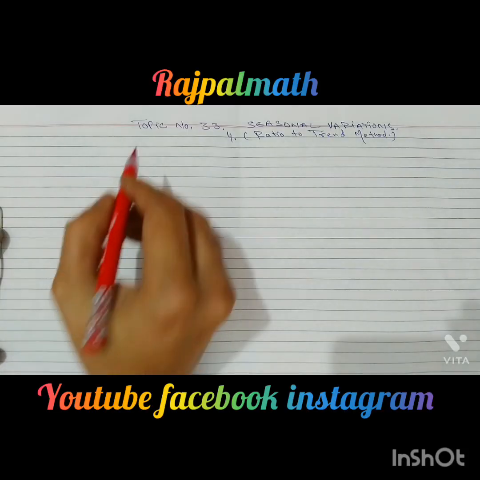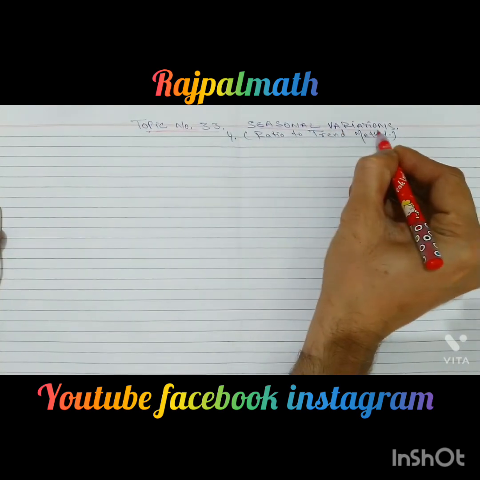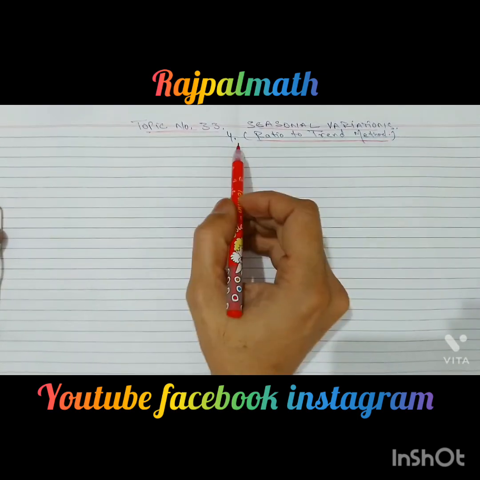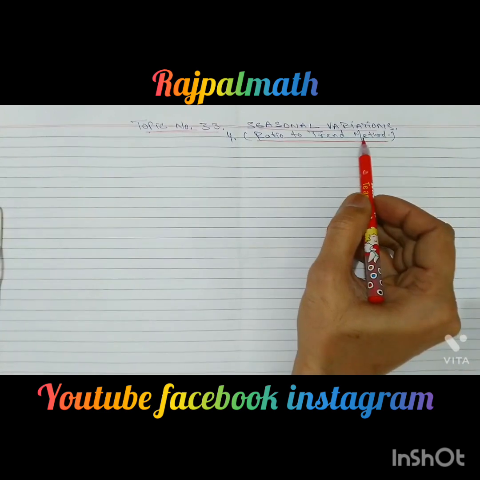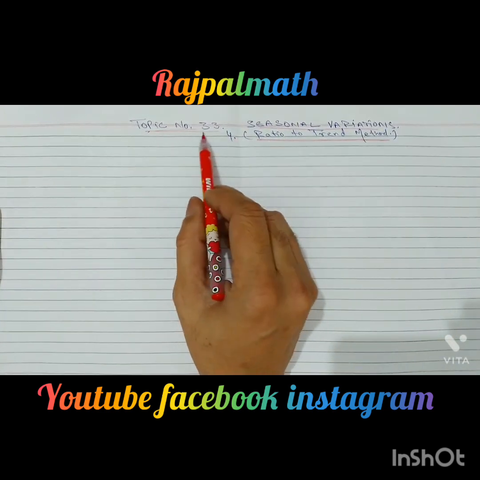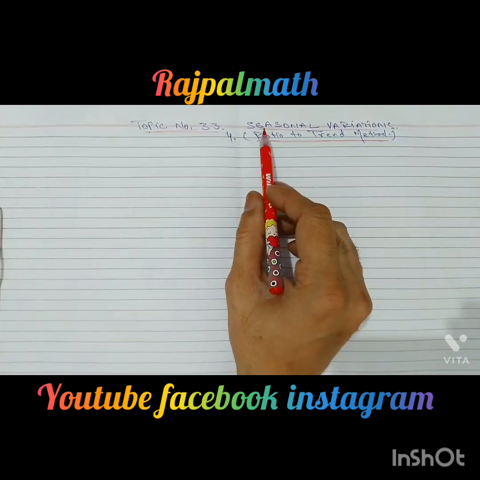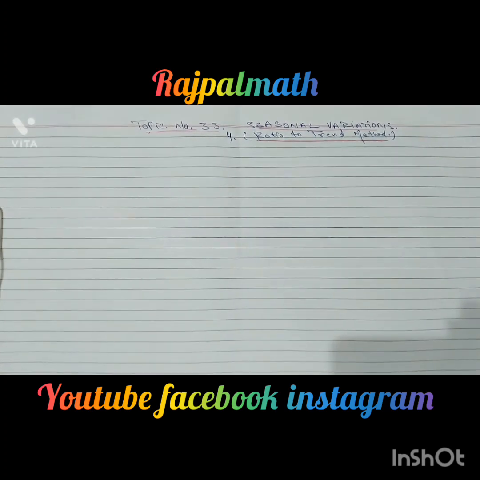Hello students, our topic number 33 is seasonal variations by ratio to trend method. Now the fourth method for seasonal variation is ratio to trend method. The first three methods we have done in the previous video, video number 32. Here topic number 33 is to find seasonal variations by ratio to trend method.